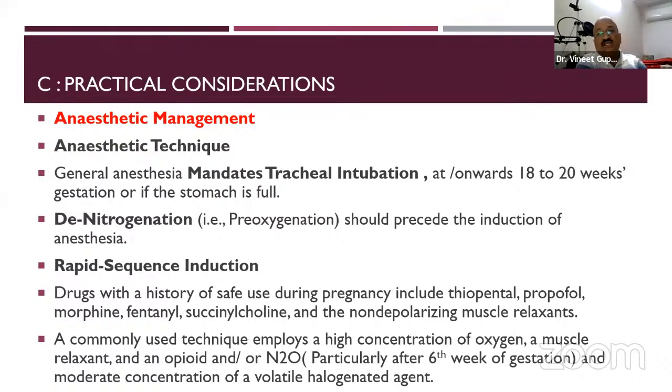Denitrogenation should precede the induction of anesthesia, rapid sequence induction. Drugs with a history of safe use during pregnancy include most of the commonly used agents like thiopentone, propofol, morphine, fentanyl, succinylcholine, and almost all non-depolarizing muscle relaxants. A commonly used technique employs a high concentration of oxygen, a muscle relaxant, an opioid, and/or nitrous oxide, particularly after 6 weeks of gestation. This, after 6 weeks of gestation, is mainly emphasized for nitrous oxide and moderate concentrations of volatile halogenated agents.